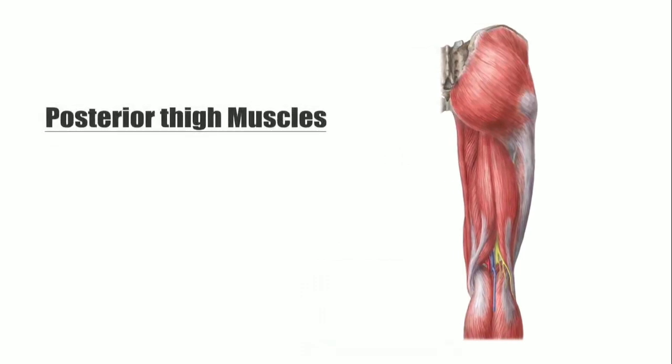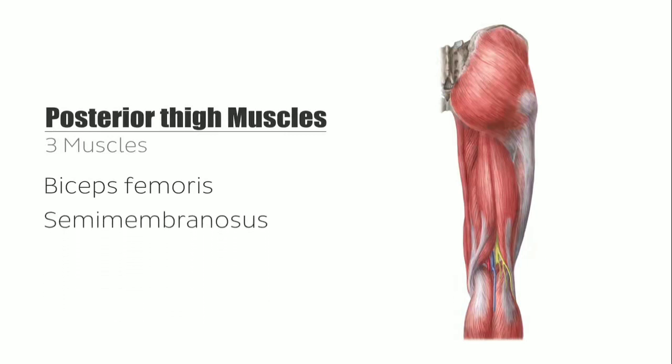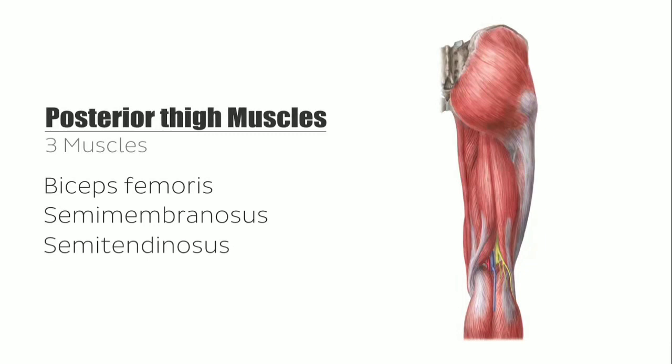Now, one reminder here is that let's first list them before we talk about these muscles. What you need to know is that the posterior thigh muscles are a group comprised of 3 muscles, and these are the biceps femoris, the semimembranosus, and the semitendinosus.